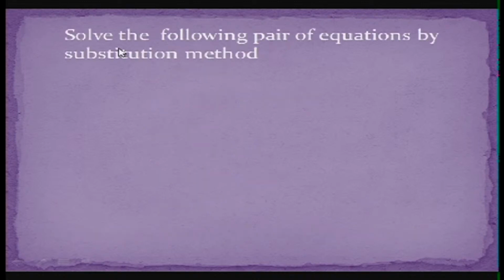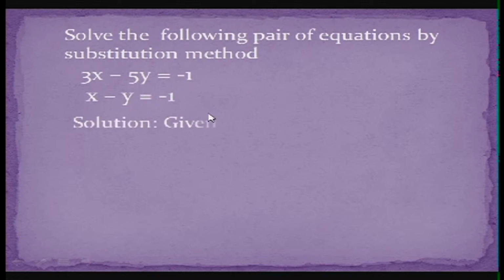Now, let us try to solve the following pair of equations by substitution method. 3x minus 5y is equal to minus 1 and x minus y is equal to minus 1. This is the pair of linear equations given to us. So, what are we going to do? Let us take the first equation 3x minus 5y is equal to minus 1 and number it as 1, and the second equation x minus y is equal to minus 1, and let us number this equation as 2.